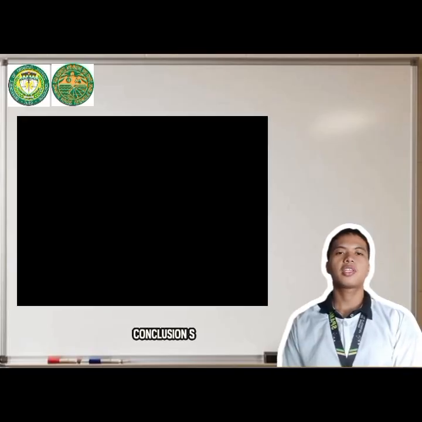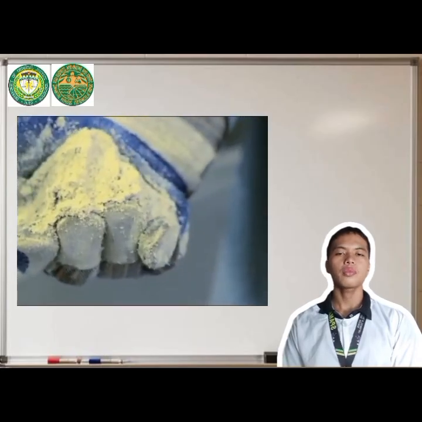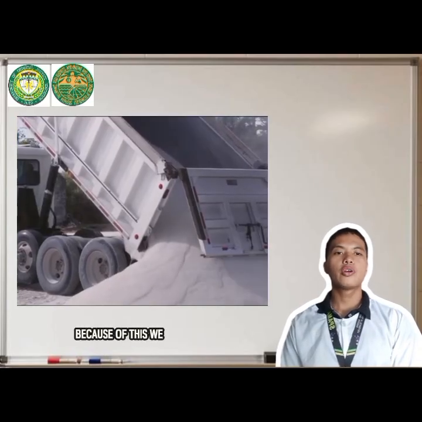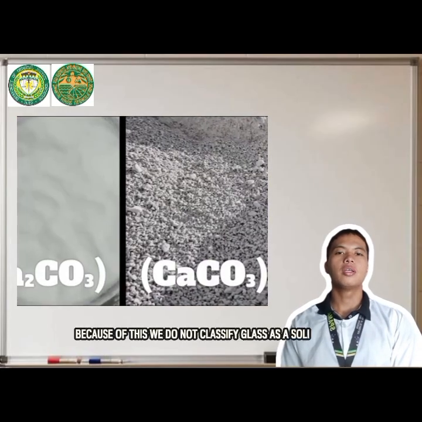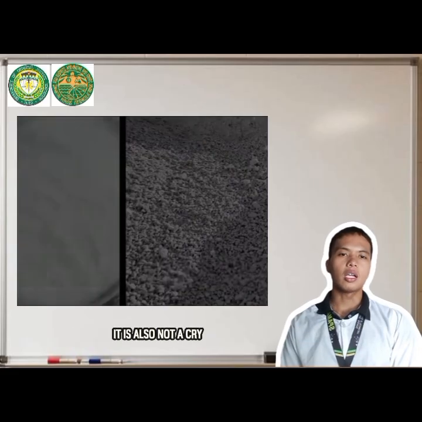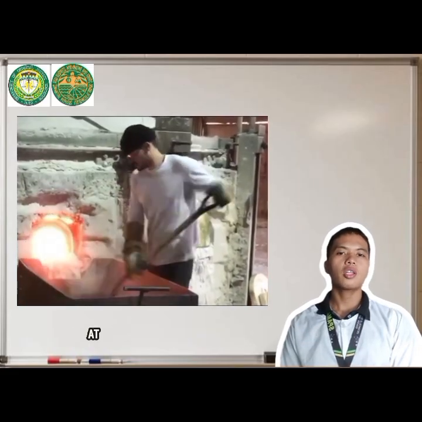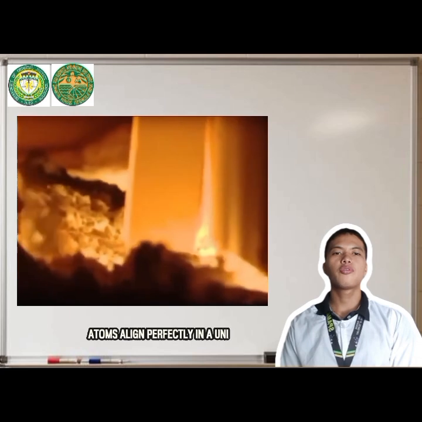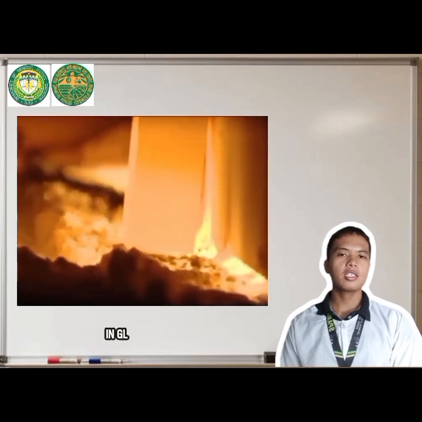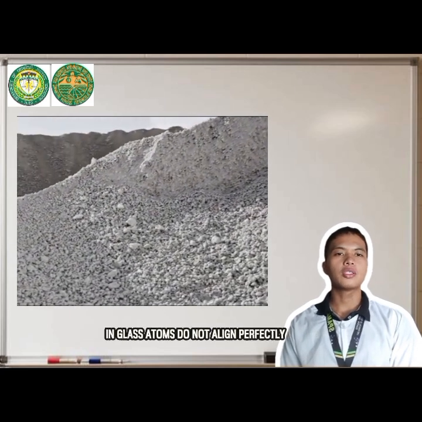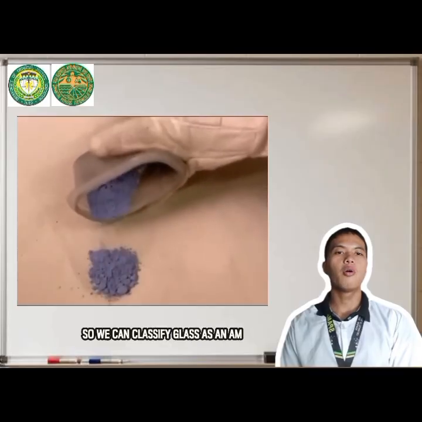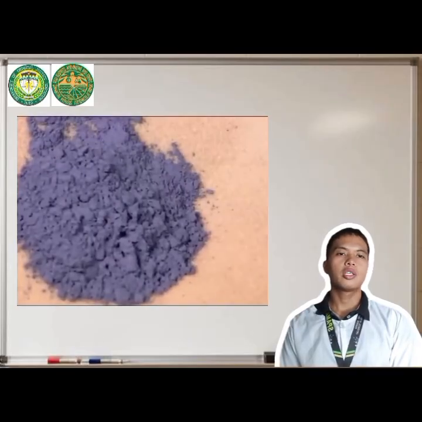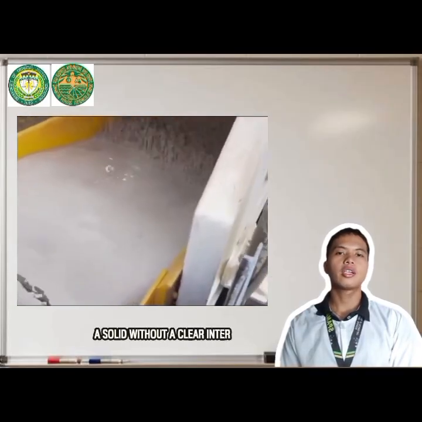Conclusion: state of glass. Because of this, we do not classify glass as a solid. It is also not a crystal. In crystals, atoms align perfectly in a uniform structure. In glass, atoms do not align perfectly, so we can classify glass as an amorphous solid, a solid without a clear internal structure.